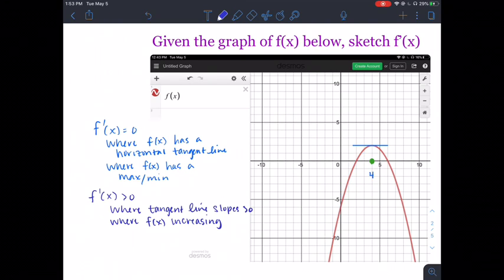So that means if I am to the left of 4, I need to be above the x-axis. I need to be positive. How sharp my slope is there, how steep that line is, I don't know. Frankly, it doesn't matter. But I do know I need to be positive. I need to be above the x-axis.